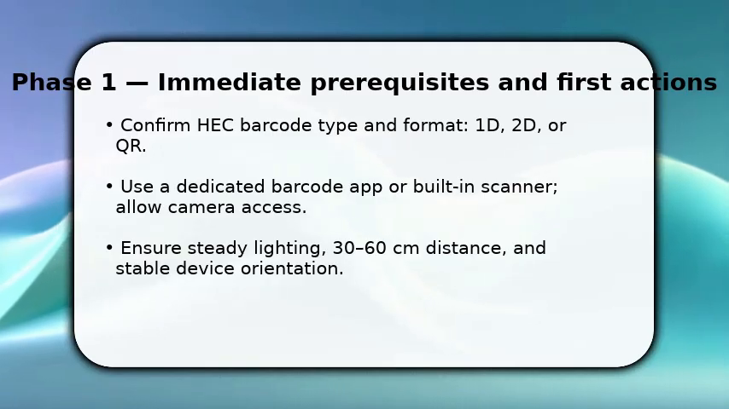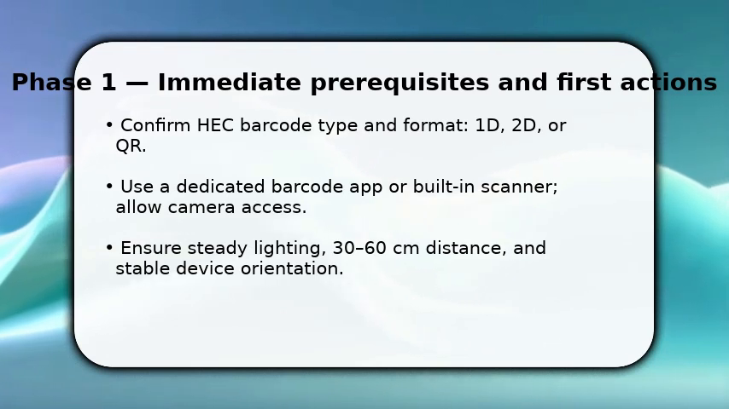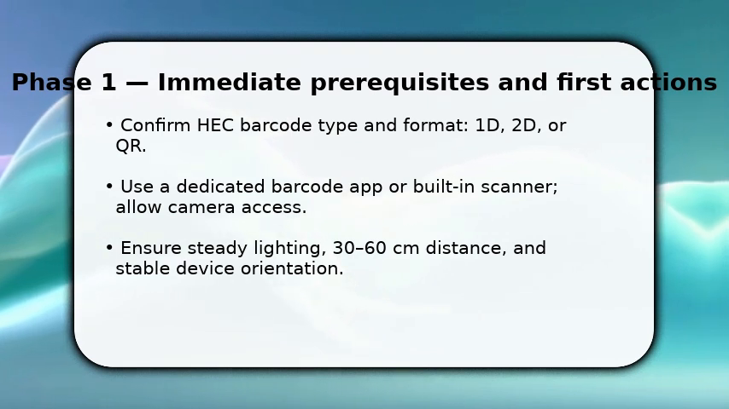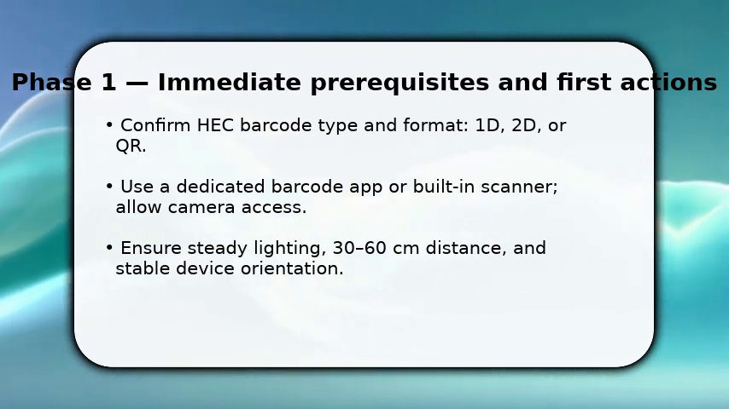You start by confirming the exact HEC barcode type so the scanner uses the right decode profile. Open your scanner app and grant camera permission. This lets the software access live frames.